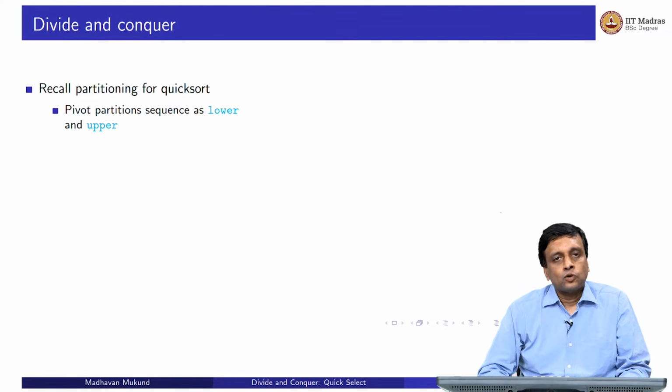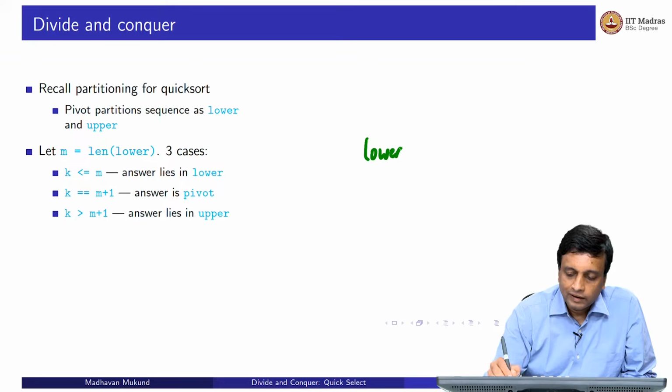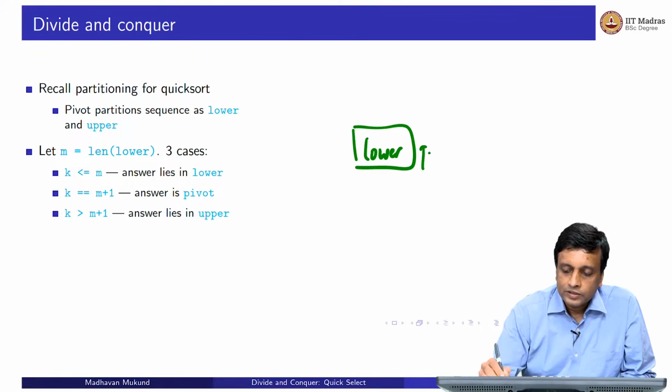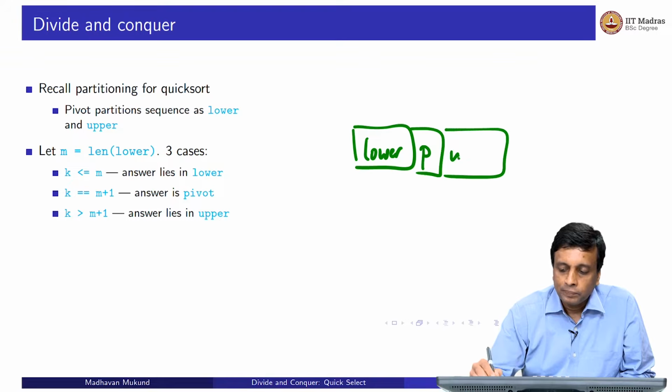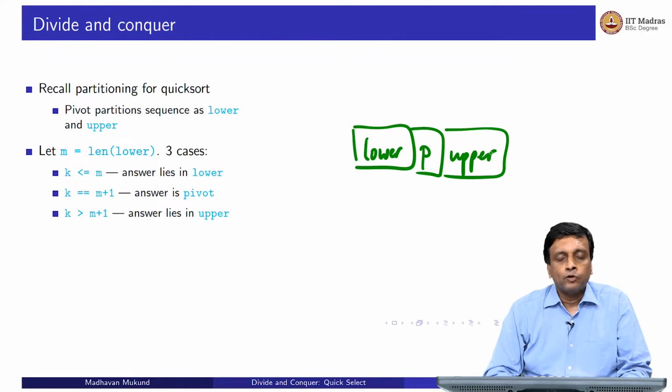So, first let us look at a divide and conquer solution which is similar to quick sort. Remember that in quick sort we used a pivot to partition the sequence that is given to us into two sequences, the lower part, everything that is smaller than or equal to the pivot, and the upper part, everything which is bigger than the pivot. Remember the way that quick sort partitions is to put the pivot in the middle and put the lower part before and the upper part after, and we know that everything in the lower part is smaller than or equal to p, and everything in the upper part is bigger than p.